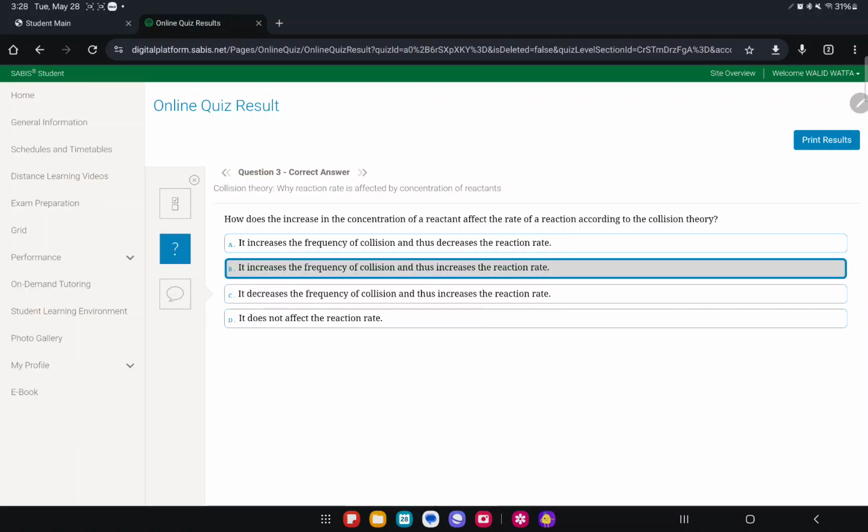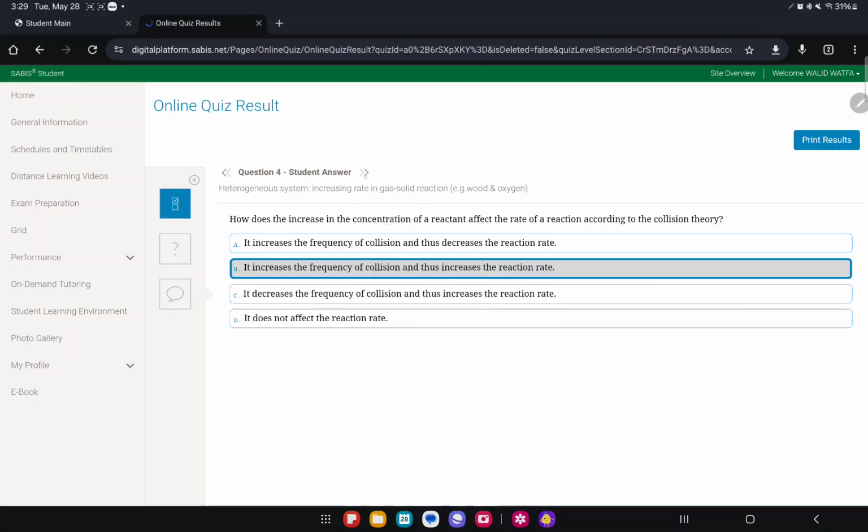Question 3. How does the increase in the concentration of the reactants affect the product? When you increase the concentration of the reactants, there's going to be more collisions. That means there's going to be an increase in the reaction. If there's more collisions, does it decrease the reaction rate? Obviously not. Does it not affect? Obviously no. Does it decrease the collisions? Obviously no. So it's going to be part B.